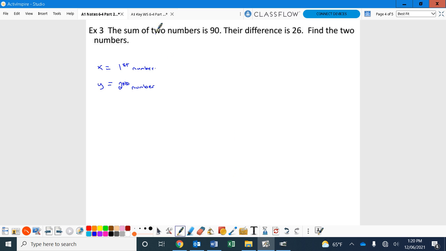Okay? What does the word sum mean? Addition. What does the word difference mean? Subtraction. So we're basically just adding and subtracting them. So it's going to be x plus y is going to be equal to what? 90. Then we're going to be subtracting them. x minus y is going to be equal to what? 26.